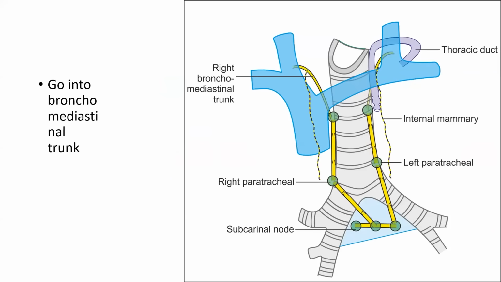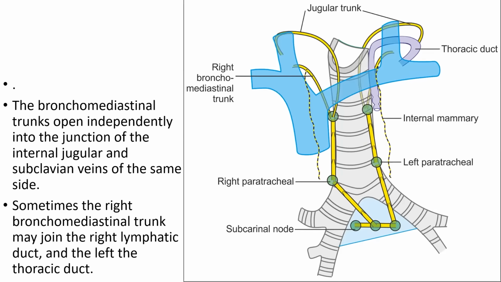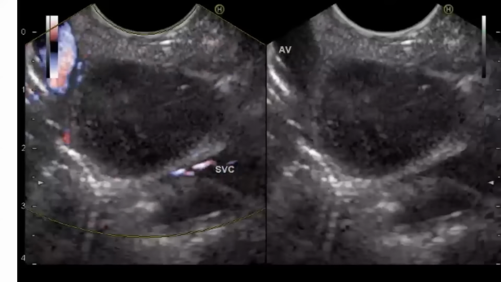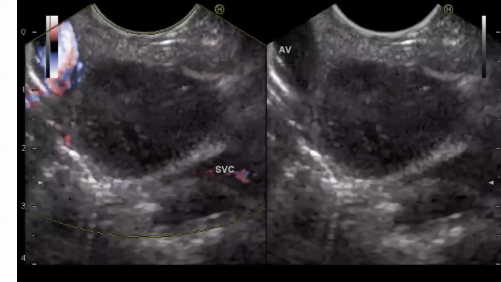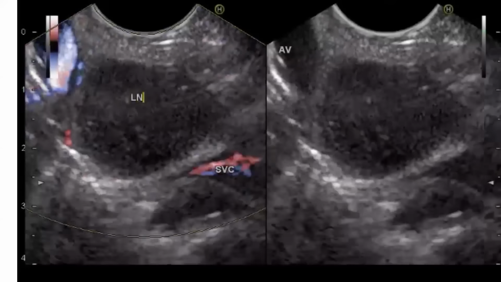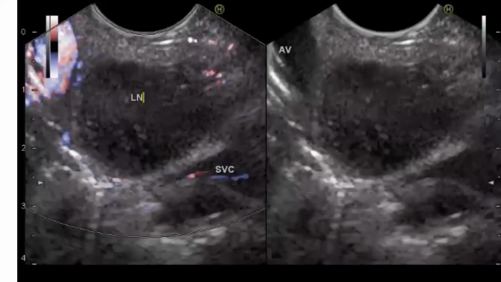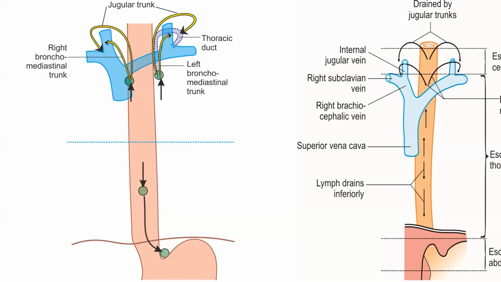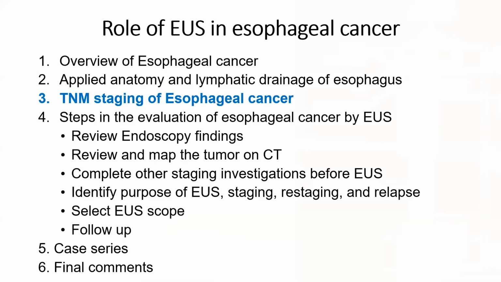There is a right bronchomediastinal trunk as well as a left bronchomediastinal trunk, which open separately from the thoracic duct into the junction of the jugular vein. And then we come to the paratracheal nodes. This lymph node is near the superior vena cava, and this is called 4R lymph node. So we have to take care that these are the lymph nodes draining in this direction, going into the bronchomediastinal trunk, going into the thoracic duct, and ultimately the lymphatic drainage.